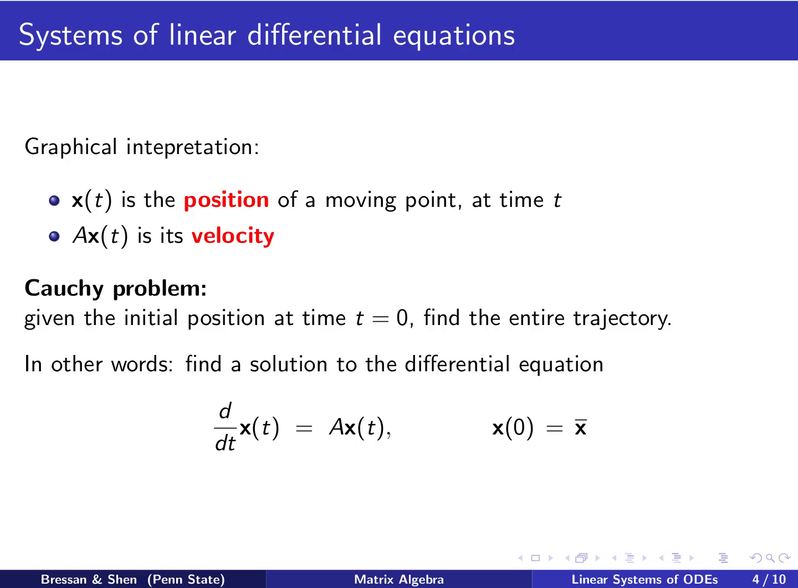So in other words, the Cauchy problem will be the following. Find the solution to the differential equation, that is, the derivative of x as a function of t is determined by A times x(t), where the initial condition x(0) is given at some point x bar. This is a given number.